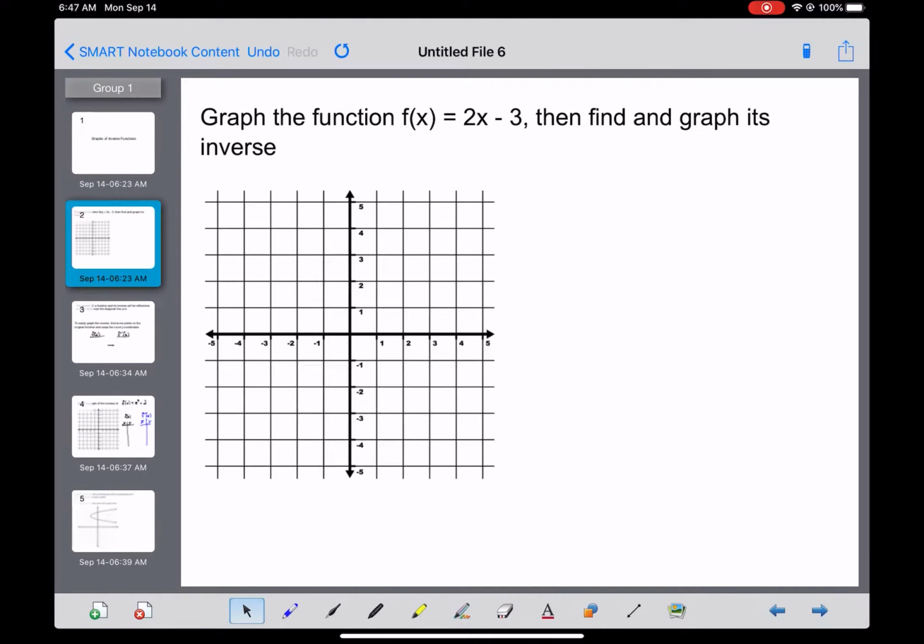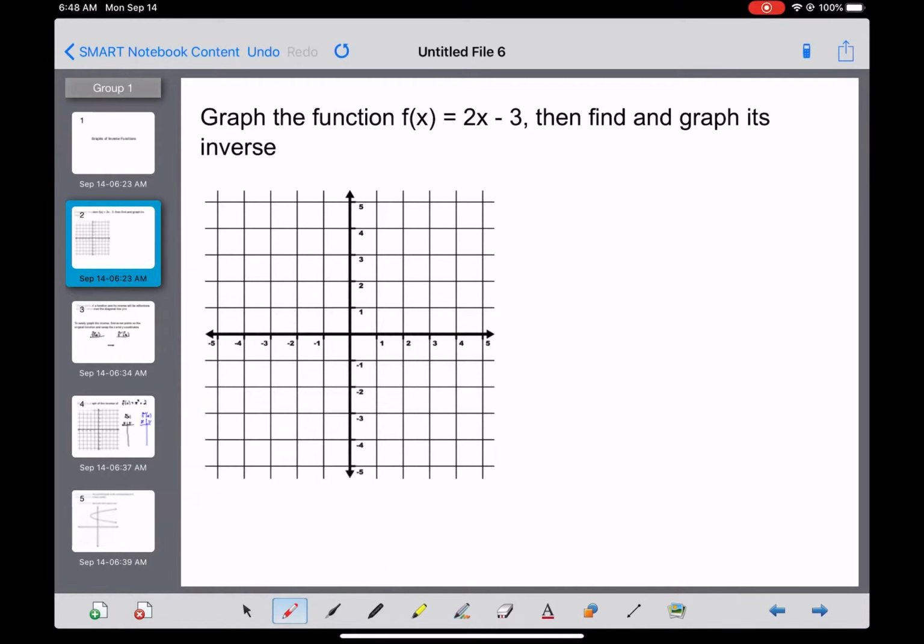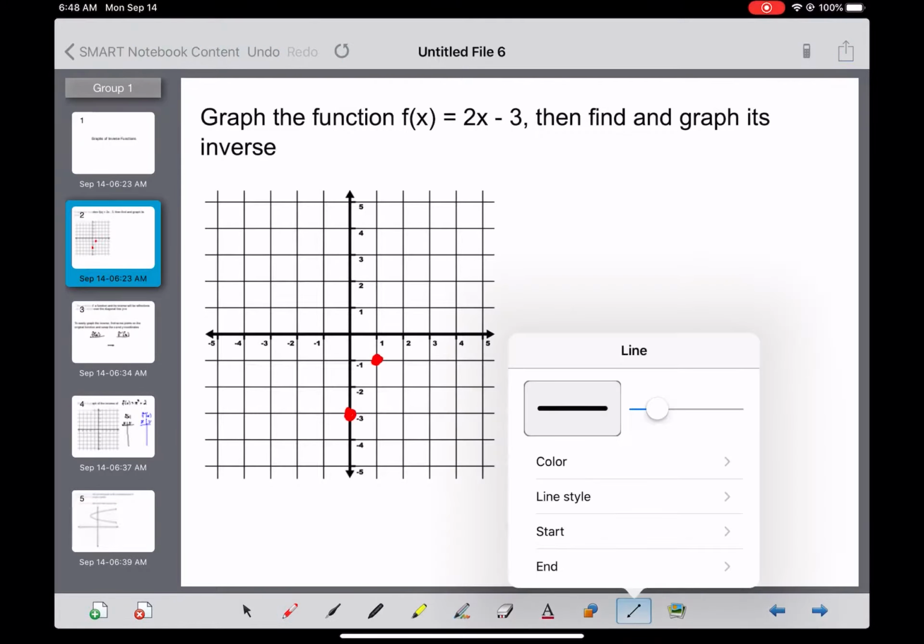Graph the function f of x equals 2x minus 3, then find and graph its inverse. With this it's going to be a pretty simple function. It's linear, y equals mx plus b. So let's see what the inverse of this linear function looks like. Let's start by graphing it. For y equals 2x minus 3, that's just going to mean a y-intercept at negative 3 and a slope of 2. So rise 2, run 1, and then we'll try to draw a nice straight line there.